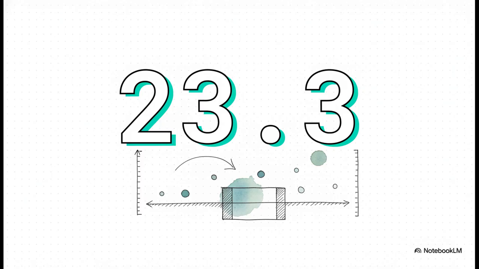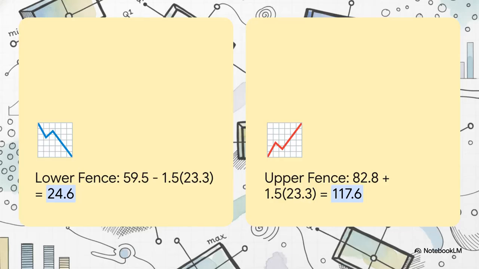Remember, this number is the key to finding our fences. So let's use that IQR to calculate those fences. For the lower fence, we take Q1 and subtract 1.5 times our IQR, which gives us 24.6. For the upper fence, we take Q3 and add 1.5 times the IQR, which comes out to 117.6. So any score below 24.6 or above 117.6 would be flagged as an outlier.